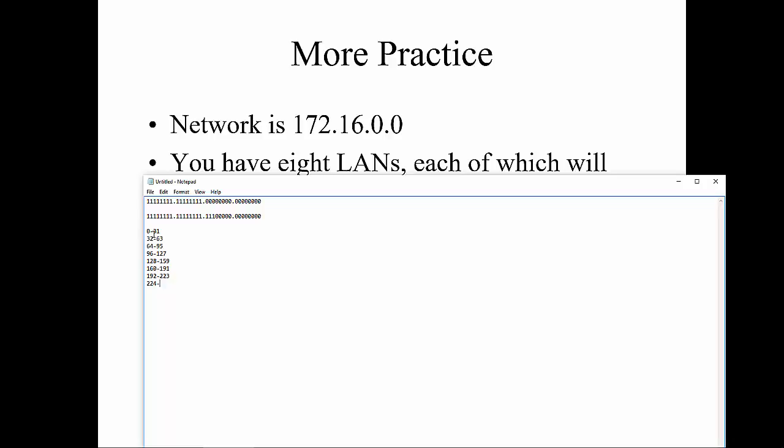So if we broke them up here in this octet right here, this third group, the addresses would be 172.16.0.0 through 172.31.255. And so forth. So 172.16.32.0 through 172.16.63.255, and so forth.